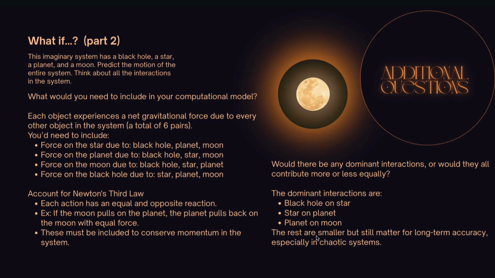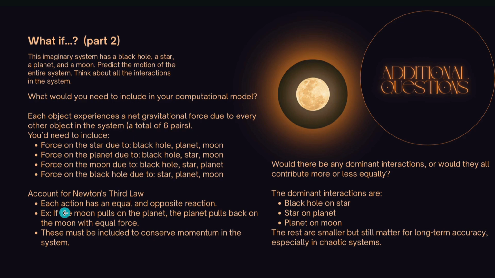What if a system has all of the following: a black hole, a star, a planet, and a moon? What do I have to include in my computational model? I will have to include the net gravitational force on each of the objects due to every other object in the system. For example, the force on the star is due to the black hole, the planet, and the moon, and so on. I also have to account for Newton's third law.